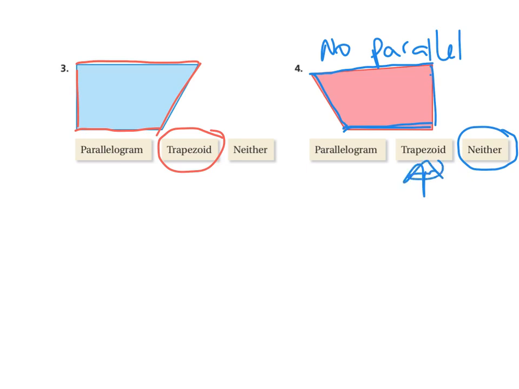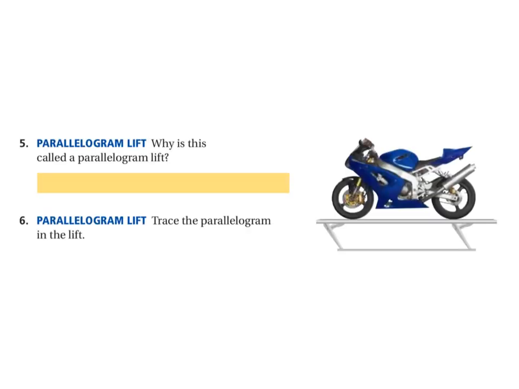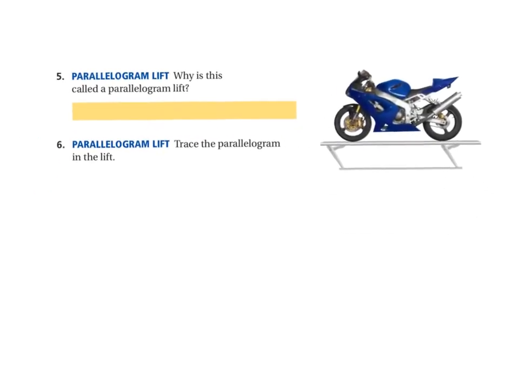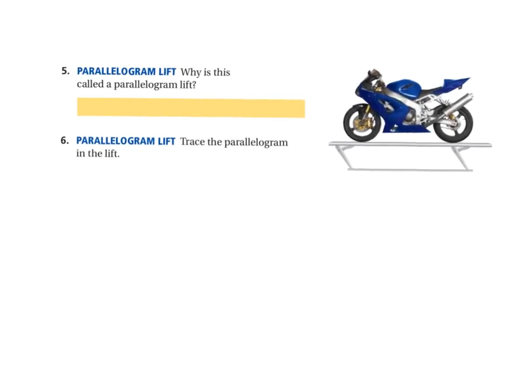All right, feel like you have a good handle. Your IXL is only on trapezoids, so let's do one more example. On this number 5, over on the right hand side, we have a motorcycle on a lift, a motorcycle lift to get it up off the ground. Why is this called a parallelogram lift?